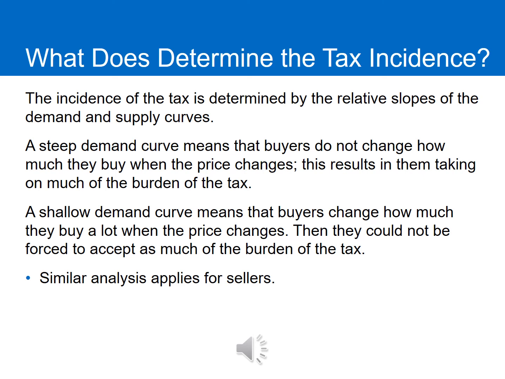A steep demand curve means that buyers do not change how much they buy when the price changes, or at least they don't change it by very much. This results in them taking much more of the burden of the tax. On the other hand, a shallow demand curve means that buyers change how much they buy quite a bit when the price changes. Then they could not be forced to accept as much of the burden of the tax. And there's a similar analysis for sellers.